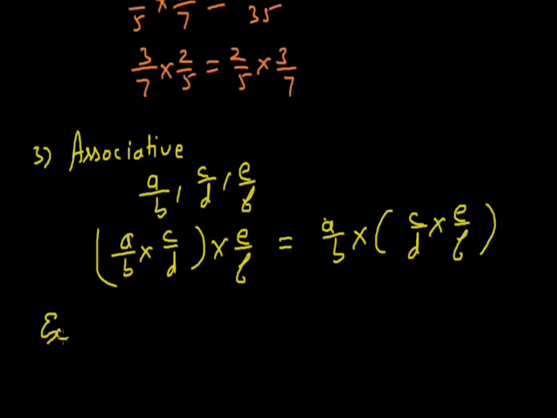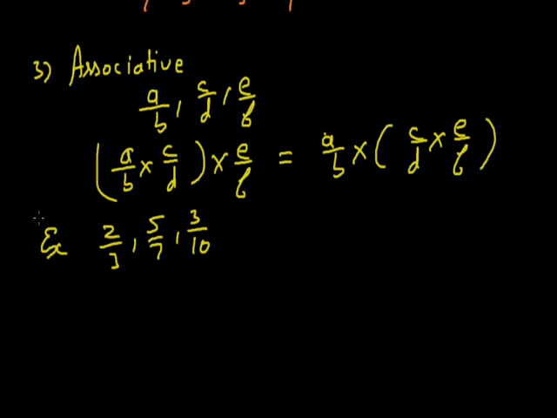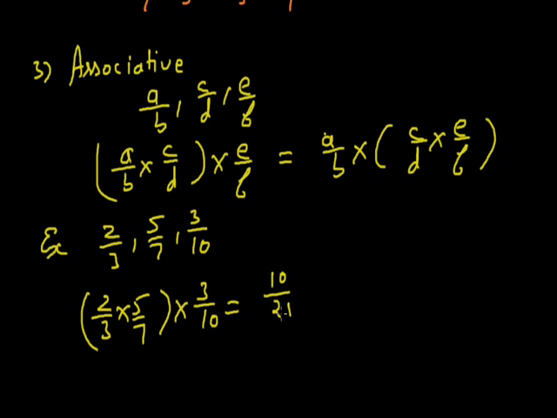Let's understand with an example. Let's say I have the rational numbers 2 by 3, 5 by 7 and 3 by 10. When I multiply all these three rational numbers, let's say first I multiply 2 by 3 with 5 by 7 and the result is multiplied by 3 by 10. So what is the answer? Let's see. First we solve the bracket. 2 into 5 is 10 and 3 into 7 is 21. The result is now multiplied with 3 by 10. Now 10 and 10 get cancelled, and 21 and 3 get cancelled 7 times. So we get the answer 1 by 7.